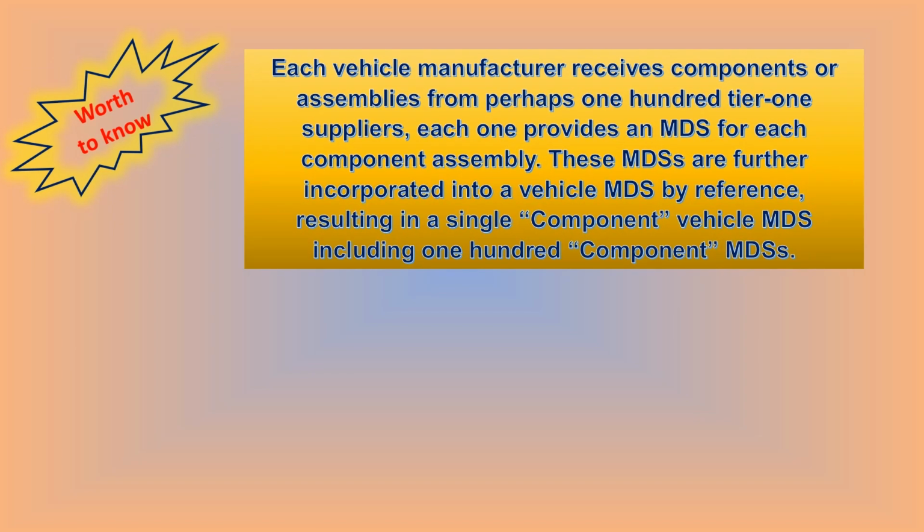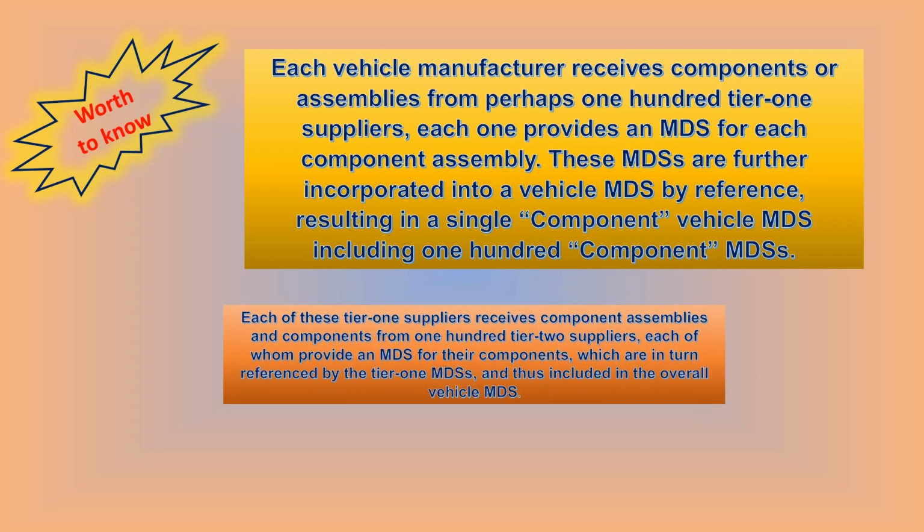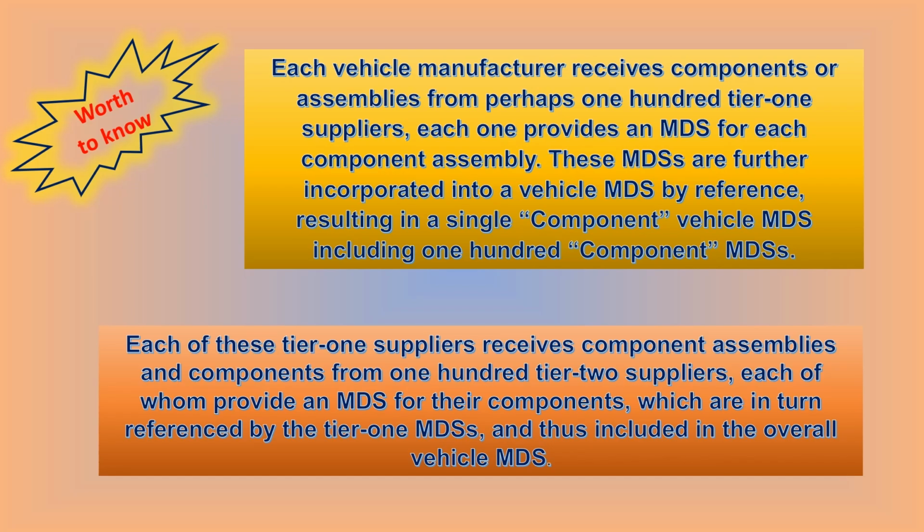Each vehicle manufacturer receives components or assemblies from perhaps 100 Tier 1 suppliers. Each one provides an MDS for each component assembly. These MDSs are further incorporated into a vehicle MDS by reference, resulting in a single vehicle MDS including 100 component MDSs. Each of these Tier 1 suppliers receives component assemblies and components from 100 Tier 2 suppliers, each of whom provides an MDS for their components, which are in turn referenced by the Tier 1 MDSs and thus included in the overall vehicle MDS.